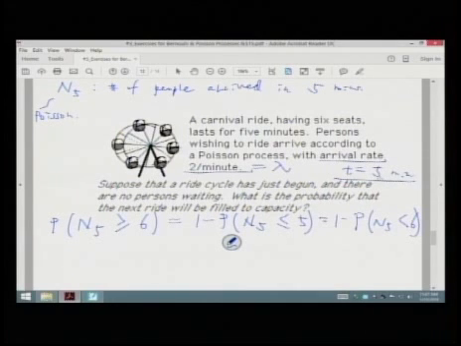So using the Poisson distribution, I come up with 0.9329. Okay, I want you to double check this value.